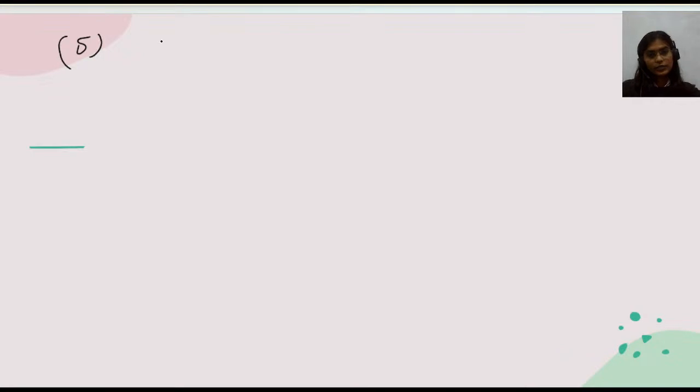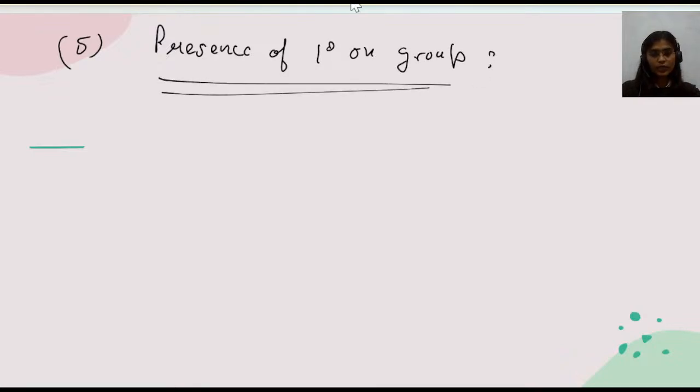Fifth point, presence of primary OH group. How many primary alcohols are present, and how do we prove this? Like the bromine water test, this is also a very important reaction, okay? The name of the acid again.